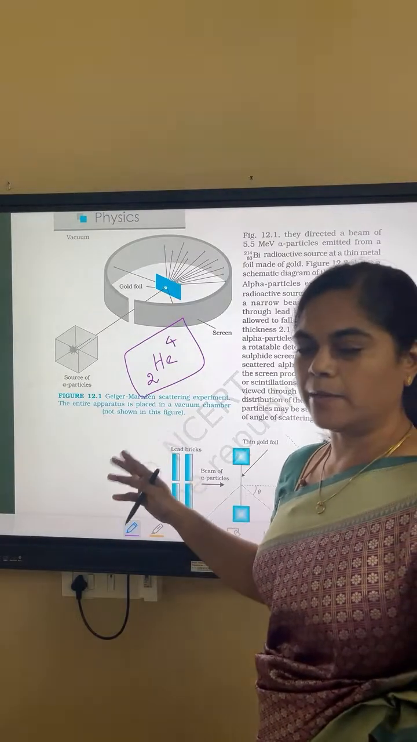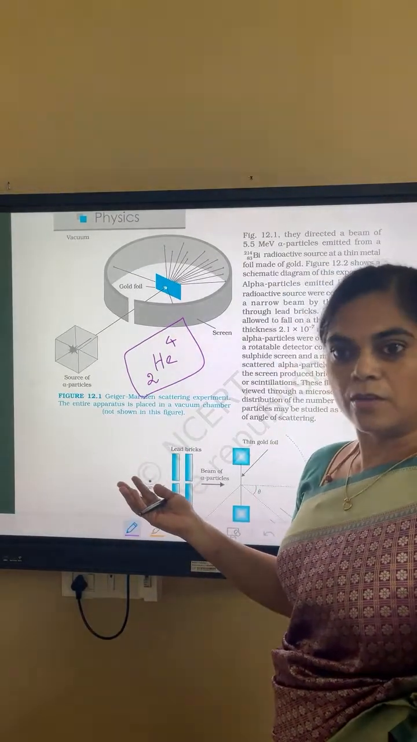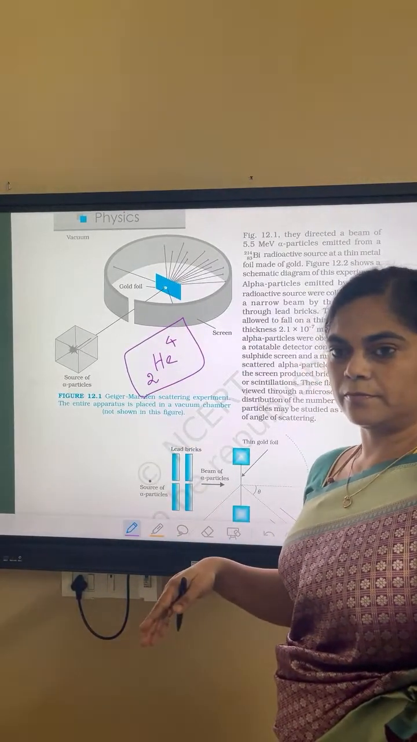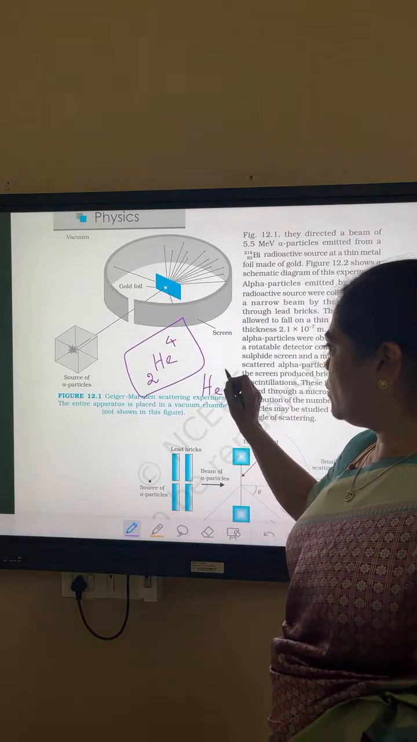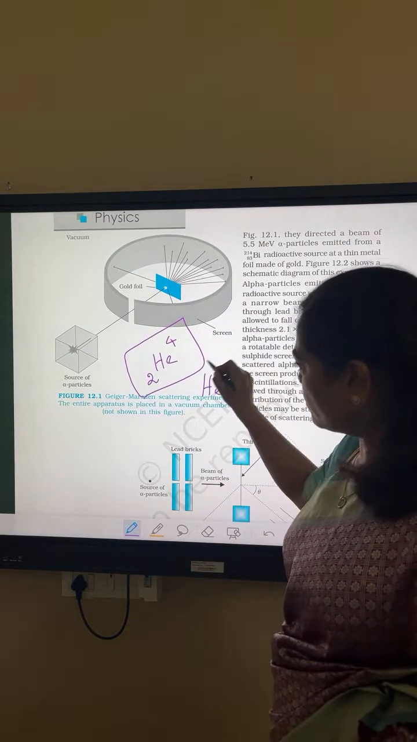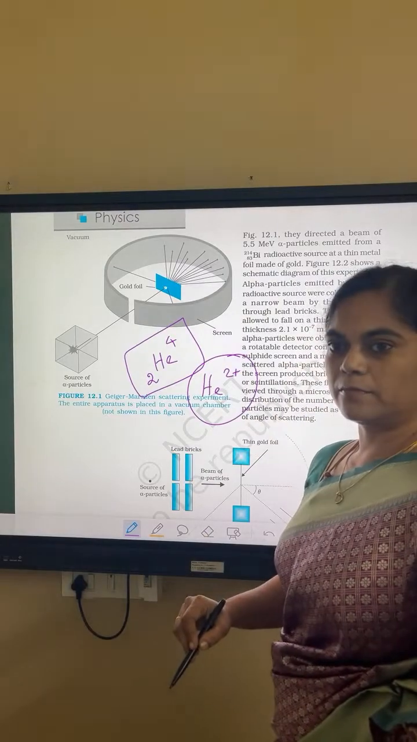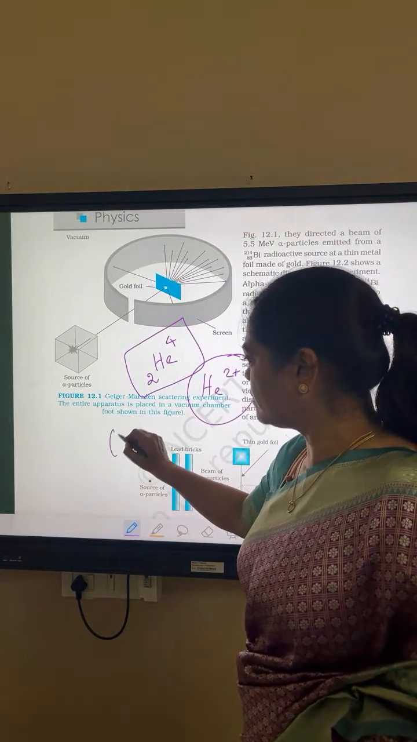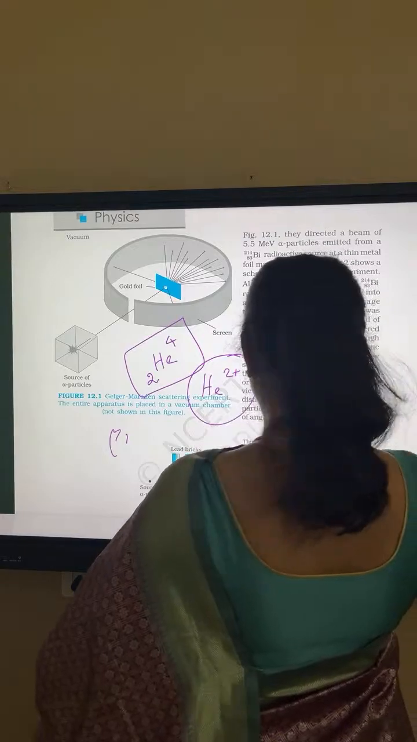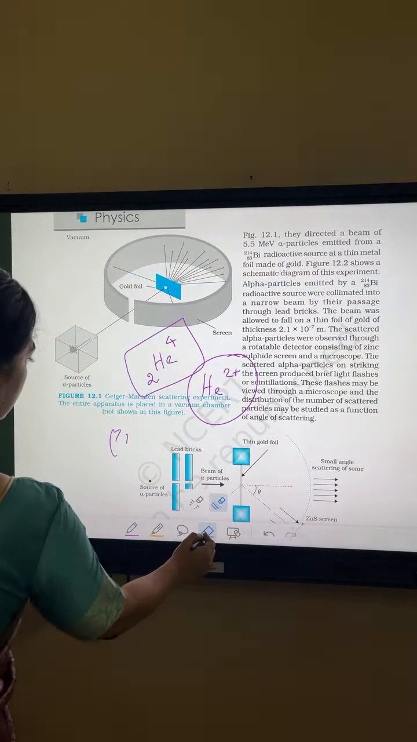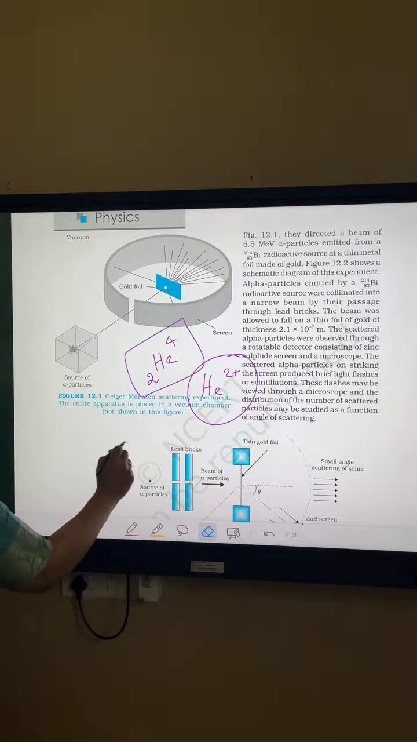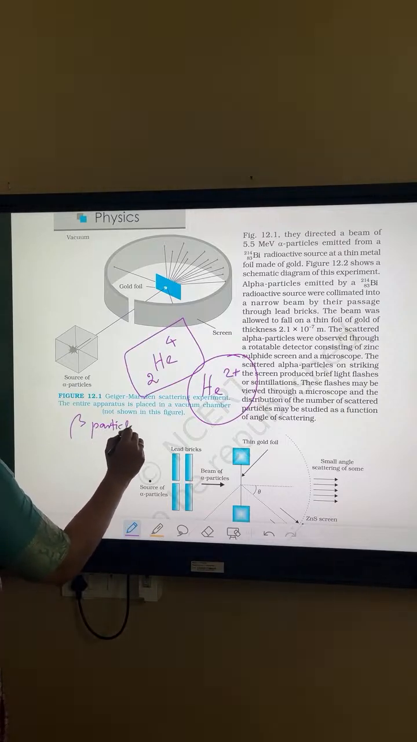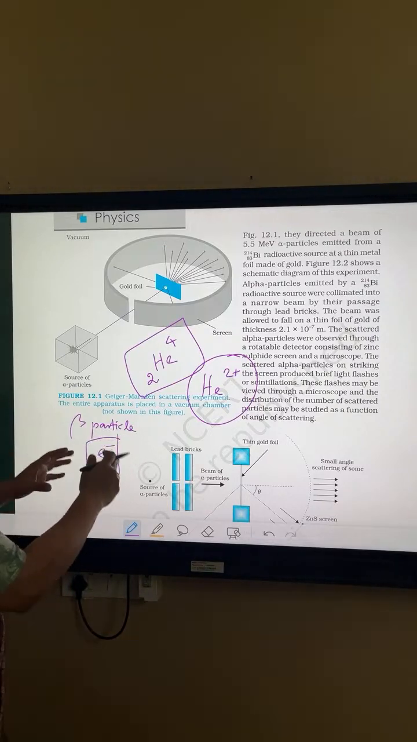Suppose the helium loses its electrons, for example, it may lose 2 electrons. Understood? So what will be the remaining? He2+. Yes, so it is said to be a perfect alpha particle. If some electron is emitted, that is known as a beta particle. So a beta particle is nothing but an electron.